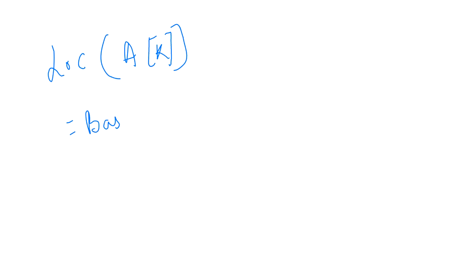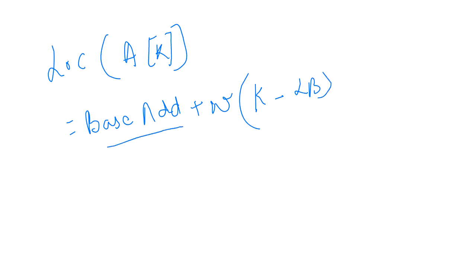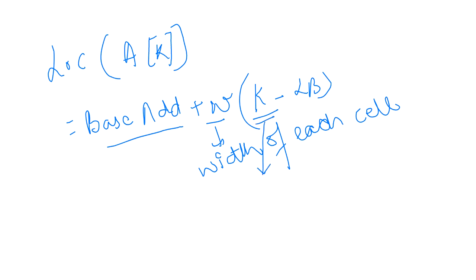The formula says, LOC of A of K, that is the kth location of the kth index of array A, is given by base address plus the width of each cell multiplied by K minus lower bound. This is the base address. This is the width of each cell, that is the space taken by each value, and K is the index of the location whose address has to be found.